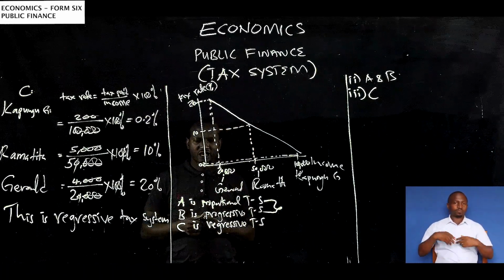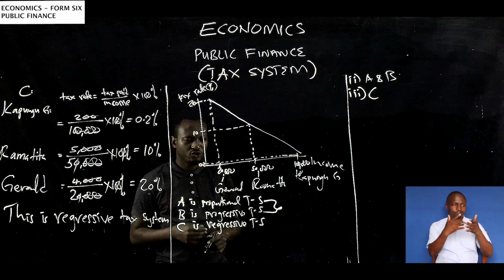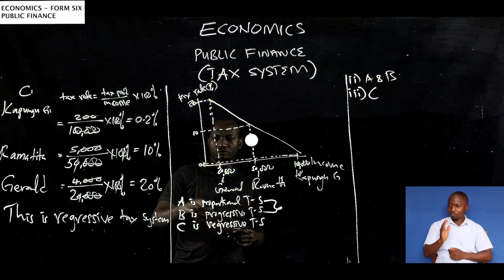And another, high income earners are big investors in the country. So they help economic development because they provide employment to people. They contribute much income, tax income, to the government through their profit, through corporate profit tax, etc. That's how you can answer this kind of question.